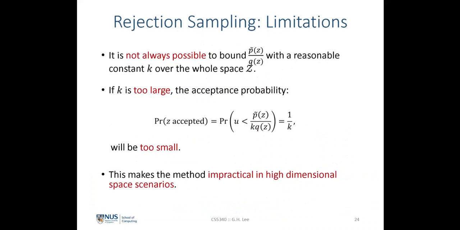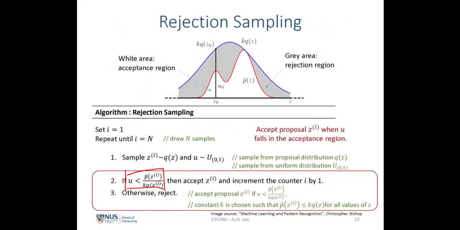So one problem of the rejection sampling is that it's not always possible to bound this particular target distribution with the proposer distribution. As we have seen earlier, we need to select the proposer distribution such that it covers or bounds the whole region of our target distribution in order for this check to be valid, because we need these gray regions in order for the rejection sampling to work.